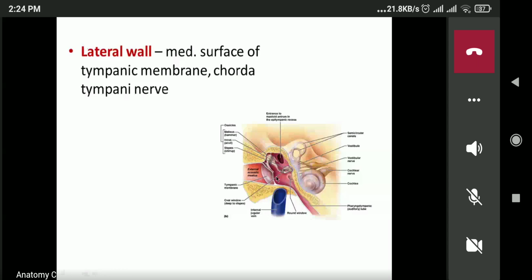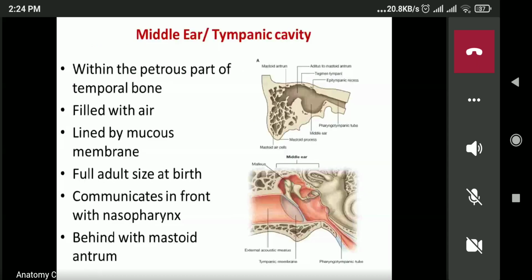So these are the different boundaries of the middle ear cavity. You should know within which bone it lies. It lies within the petrous part of the temporal bone, filled with air, lined by mucous membrane. It assumes full adult size at birth, and you should know its communications. In front it communicates with the nasopharynx, and behind it communicates with the mastoid antrum.